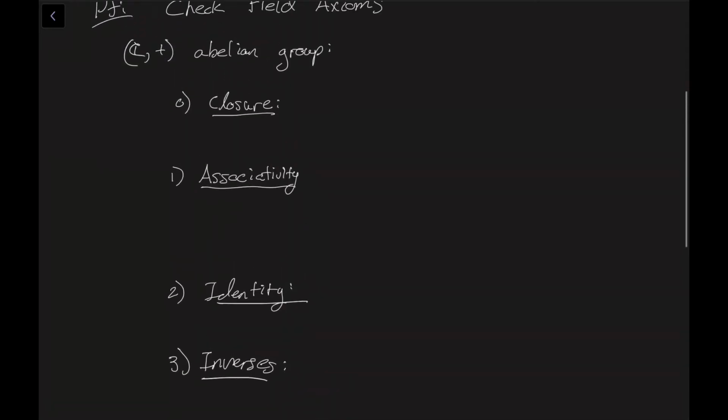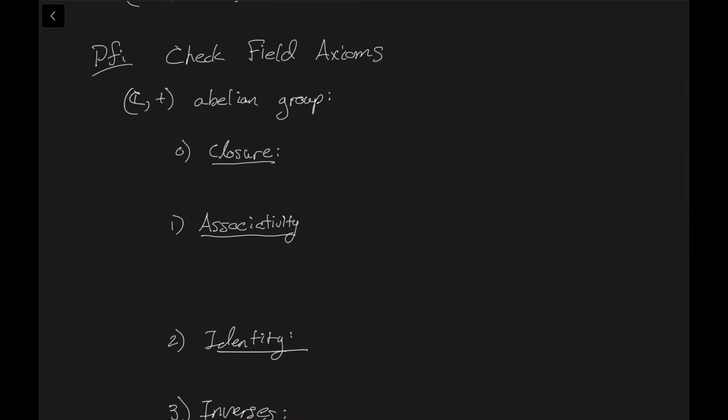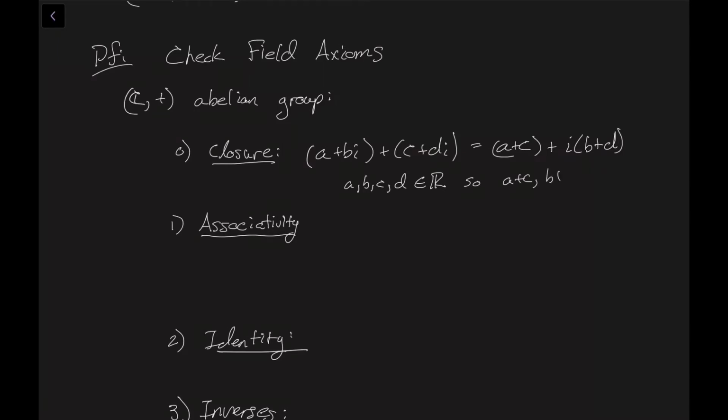So let's go back and check to make sure it's closed. Now, if we take any complex number, a plus bi, and add that to another complex number, c plus di, we get a plus c plus i times b plus d. Since a, b, c, and d are all real numbers, so is a plus c and b plus d. So we can check that off and we have a complex number.